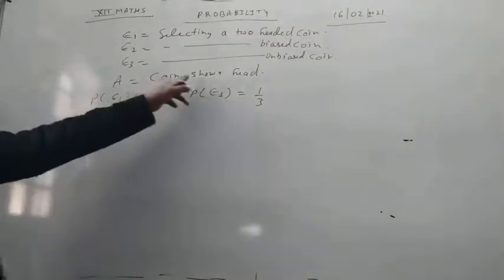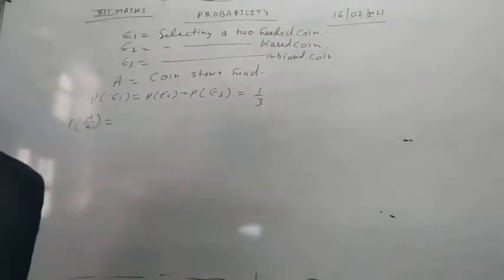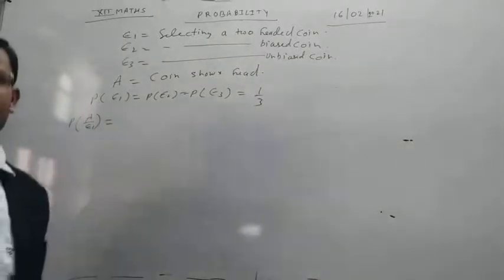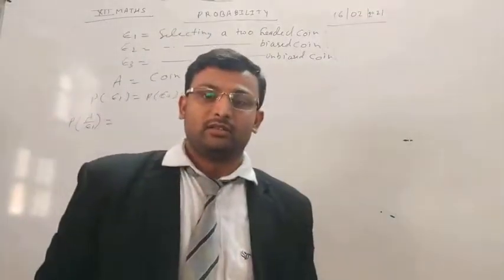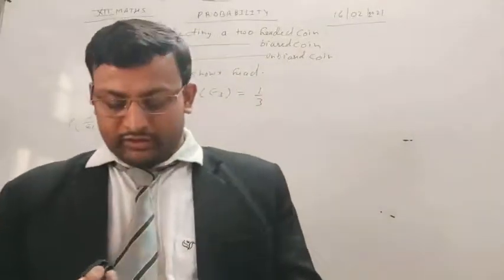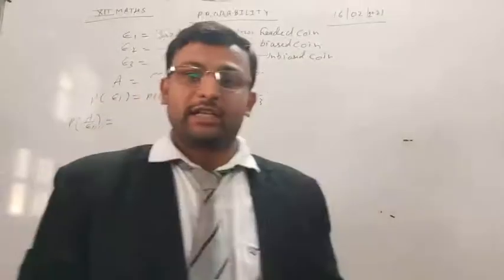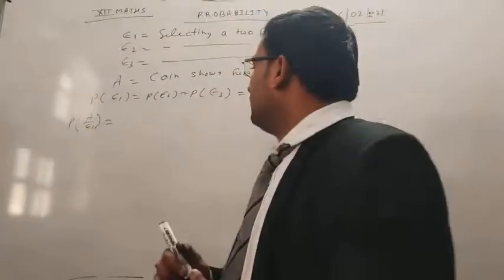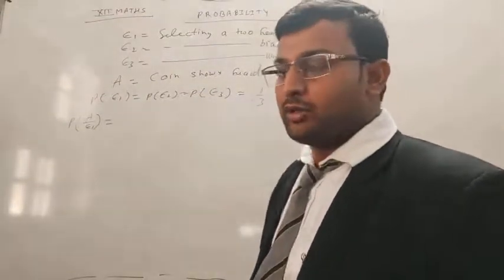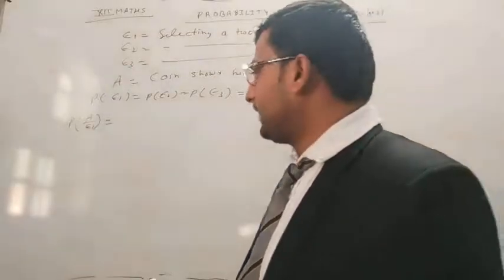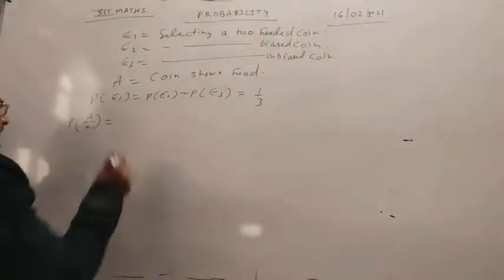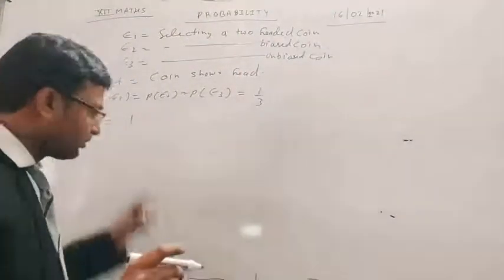What is the probability that the coin shows head when selecting a two-headed coin? When we are taking a two-headed coin, what can you conclude from here? Both faces of the coin are the same, that is head. So when we toss the coin, it is sure that it will give us head, because both faces of the coin are covered with head. This is a sure event, and the probability of a sure event is 1. So it will be 1.